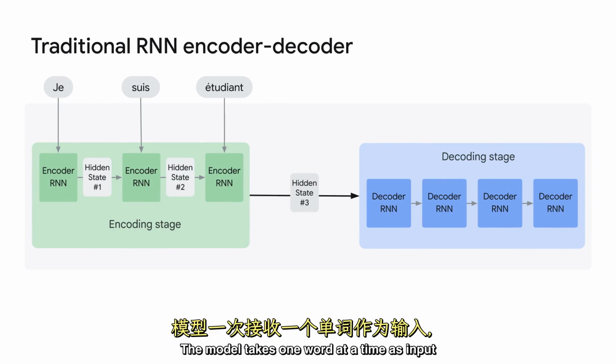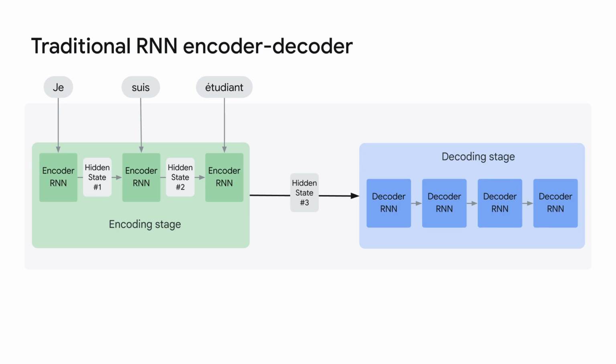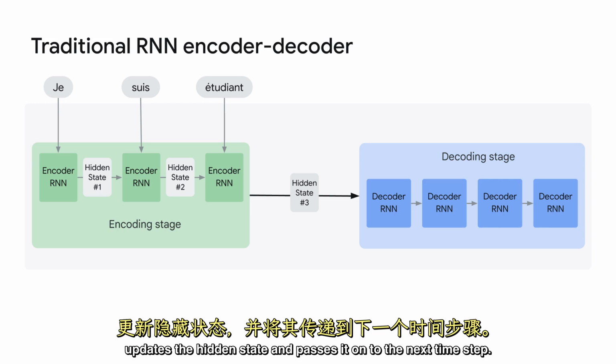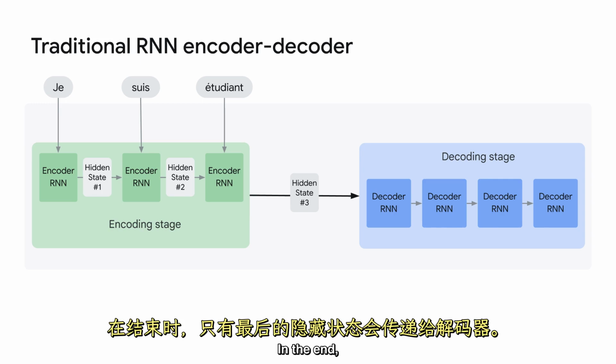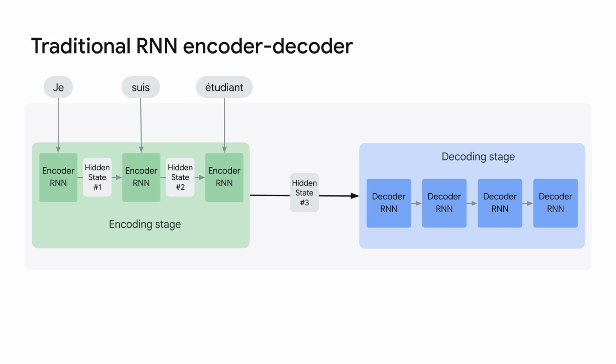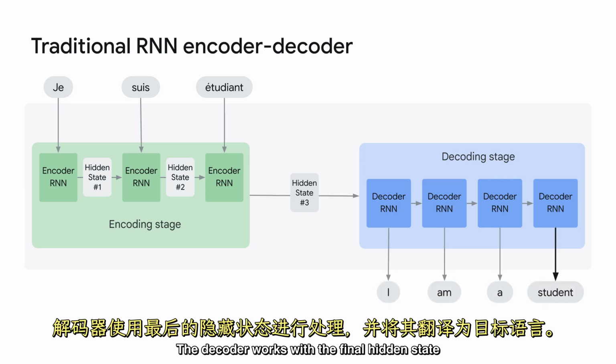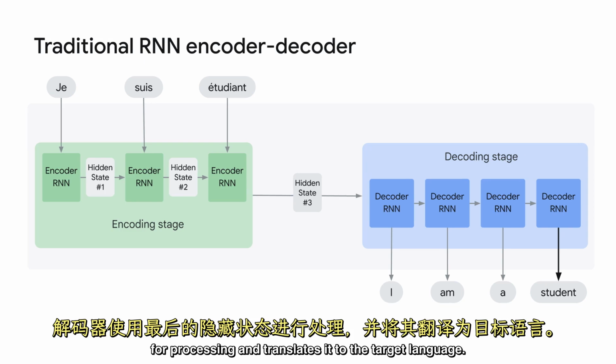The model takes one word at a time as input, updates the hidden state, and passes it on to the next time step. In the end, only the final hidden state is passed on to the decoder. The decoder works with the final hidden state for processing and translates it to the target language.